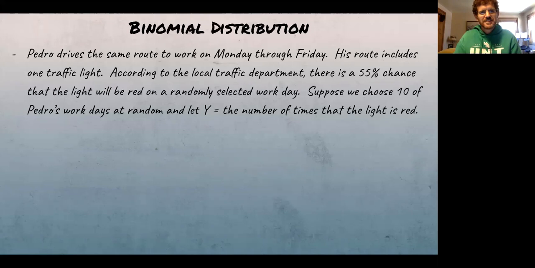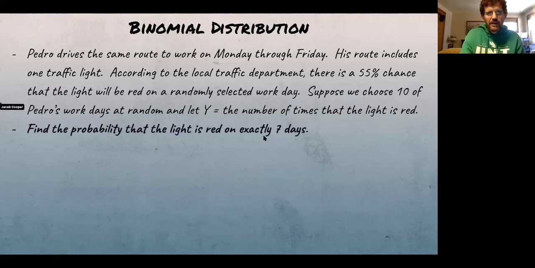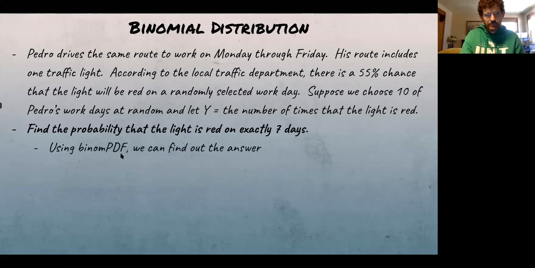Pedro drives the same route to work on Monday through Friday. Actually, this is the example we looked at yesterday, so we're not gonna reread it. But there's a 55% chance the light's gonna be red. 10 days we're gonna be looking at as our sample, and y equals the number of times that the light is red. Find the probability the light is red on exactly 7 days. Now we have answered this question already. It's one of the last things we did yesterday. But now we're going to do it instead of by hand. We're going to use binomial PDF. We're looking for exactly 7 days, so that's going to be an example of using the PDF function.